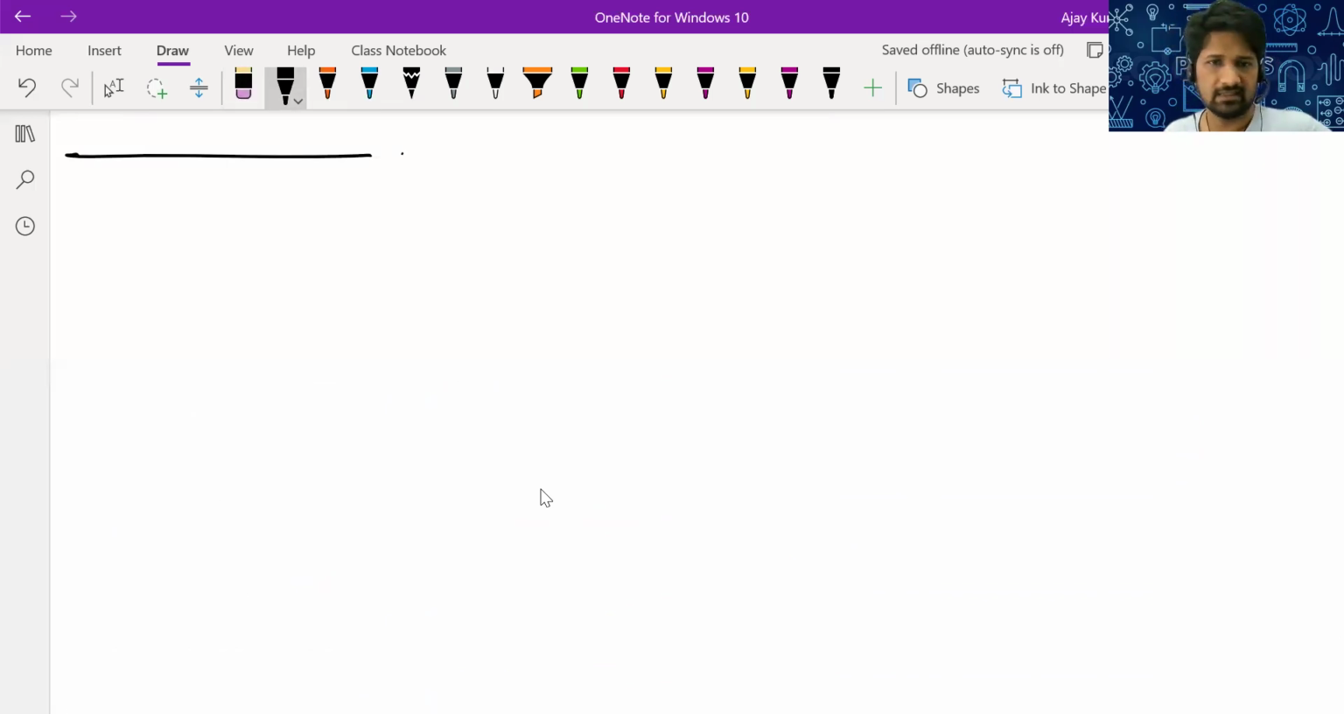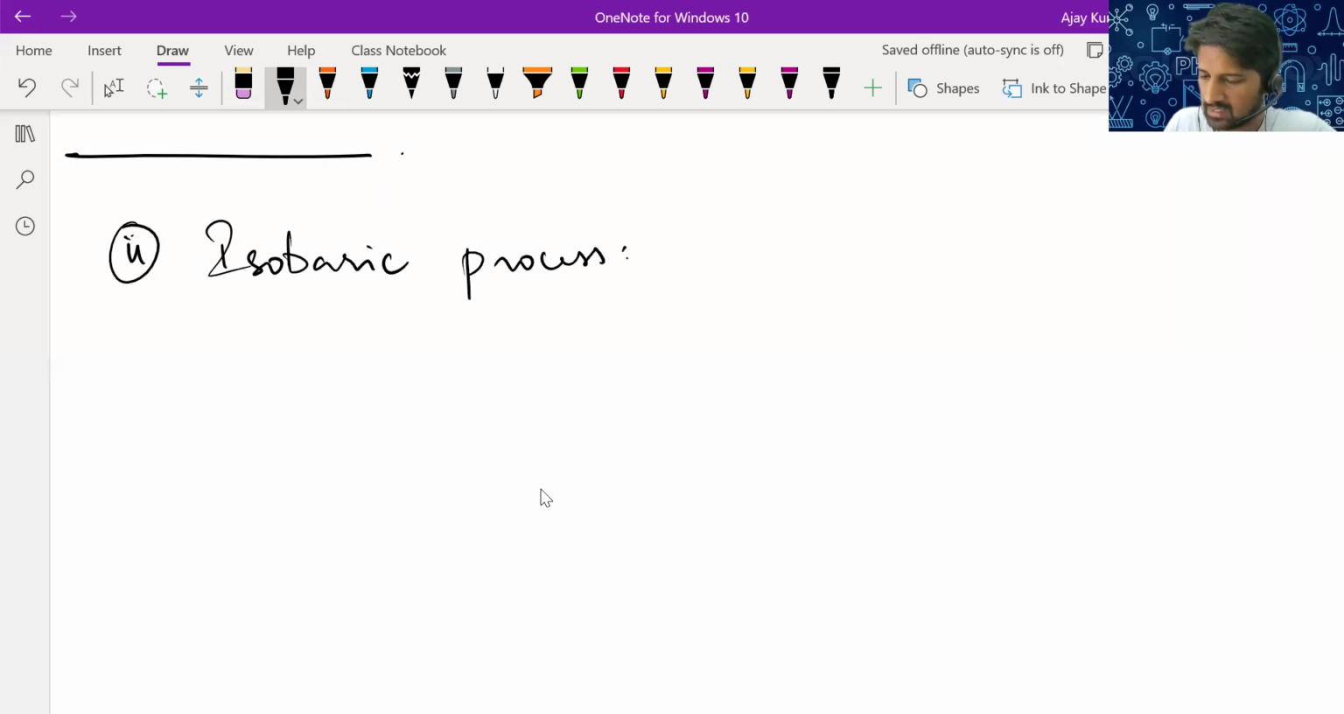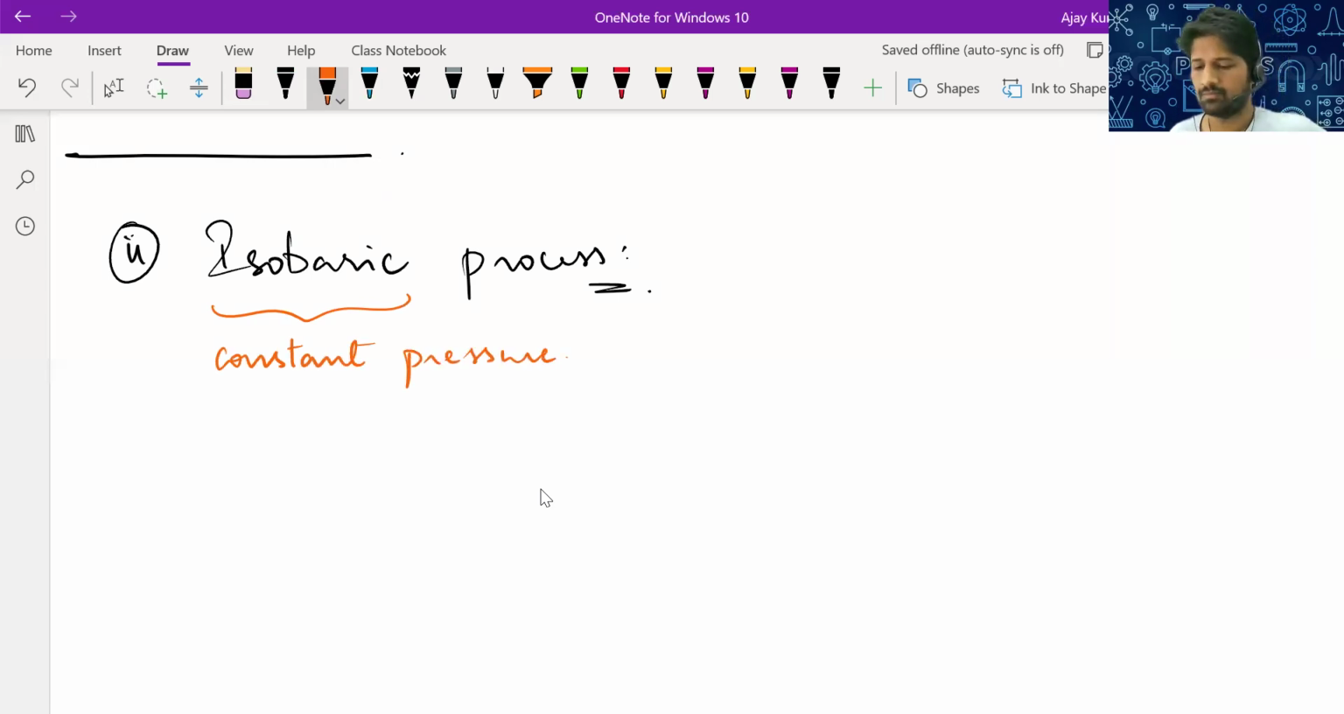The next standard thermodynamic process is an isobaric process. And as the name suggests, bar stands for pressure. Isobaric, or isobaric also you can call it. It stands for a process which is carried out at constant pressure.